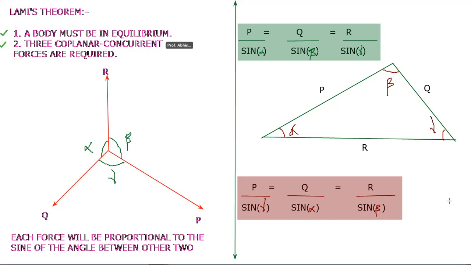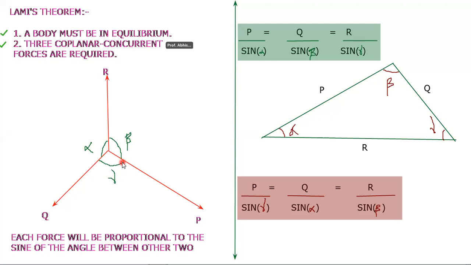Only the thing is that here a triangle is there, and in Lamin's theorem, three concurrent coplanar forces are there. Here also, the forces are concurrent and coplanar in the triangle. Only the difference is that the three forces are represented by the three sides of the triangle, and here the three forces are represented by three concurrent coplanar forces. So this is used in equilibrium to solve for unknown forces.